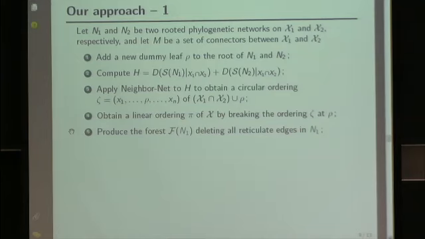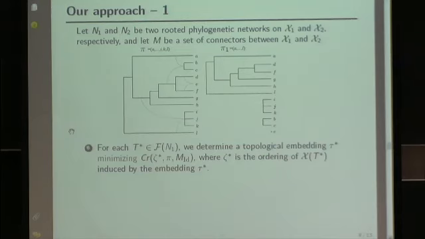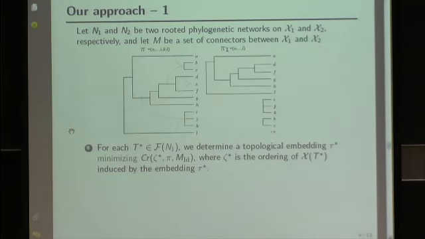From now on, I'm going to give you the procedure for N1, but N2 is exactly the same thing. Otherwise I would have two different screens. So first of all, we get the forest F_N1 by deleting the reticulate edges from N1. Here there is an example. We get this forest. Pi was the linear ordering once we break it, so we would like to have this linear ordering.